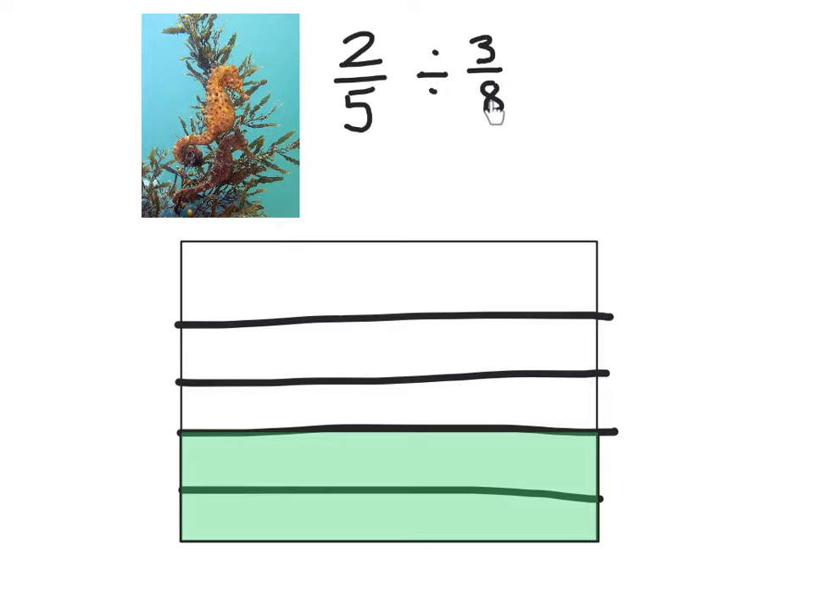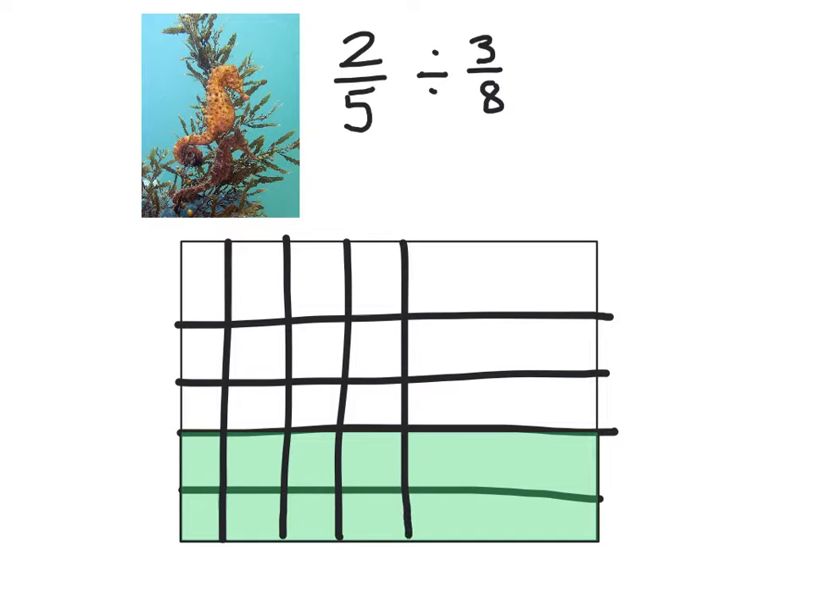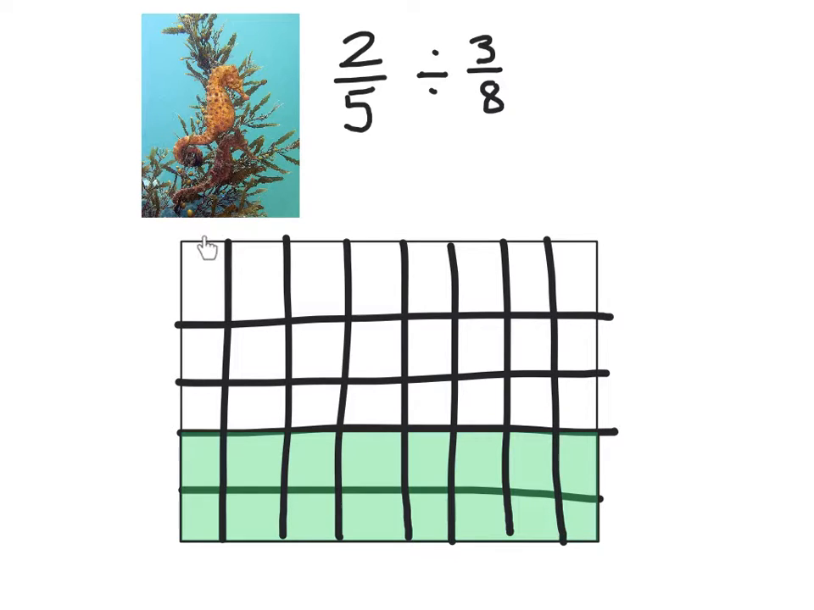Now, we're dividing it into parts that are 3/8, right? So I got to make 8 parts going up and down. Well, 8 parts means 7 lines. Let's go ahead and do that. I've got 1, 2, 3, 4, 5, 6, and 7 lines. Should give me 8 parts. 1, 2, 3, 4, 5, 6, 7, and 8. Sure enough, my friends.